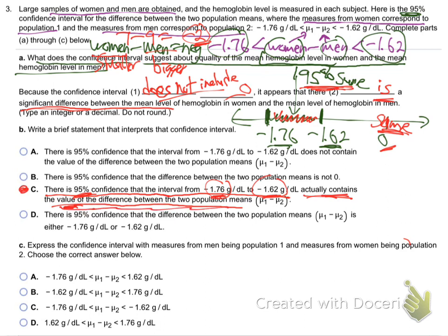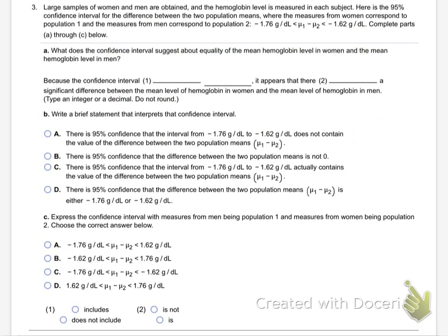Finally, we have Part C. Okay, let's look at that. Here, I'll go to a fresh screen. So, express the confidence interval with men as population 1 and choose the correct answer. Oh, so now they want us to turn it around. See how they're putting men as population 1 now and women as population 2 now? So, they're just saying switch it around. Before, women were population 1 and men were population 2.